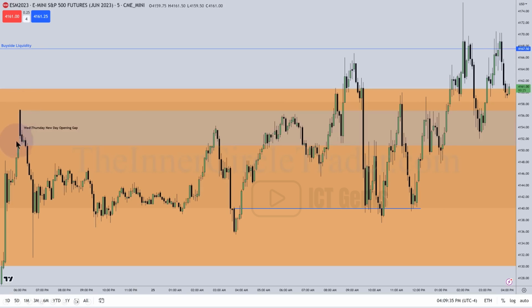So that hour separation is what we're showing here. That's your Wednesday, Thursday, new day opening gap. Extend that throughout the day. You can see how we get consequent encroachment of it here and then sells off. Then we fall just short of hitting the top of it here. We work outside of it and then rally one more time.